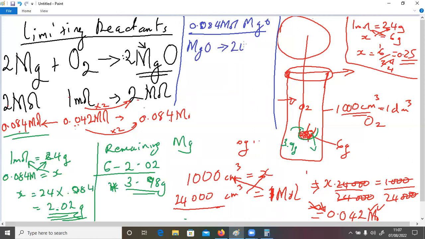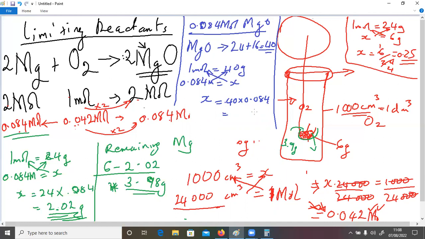So it is 24 plus 16, which is equal to 40, right? The formula mass. So I'll say 1 mole of magnesium oxide is equal to 40 grams. So if I'm dealing with 0.084 mole, what is the mass of that? I do cross multiplication, I'll get that my x is equal to 40 multiplied by 0.084. So this one should be easy: multiply by 1000, remove the decimals and zeros, and multiply by 4.